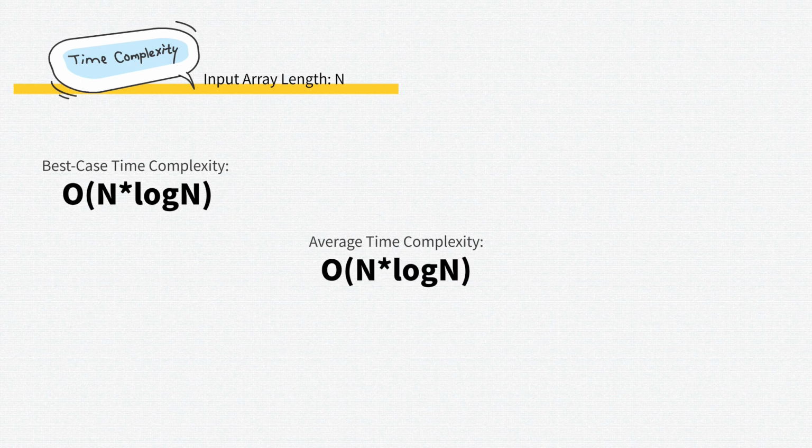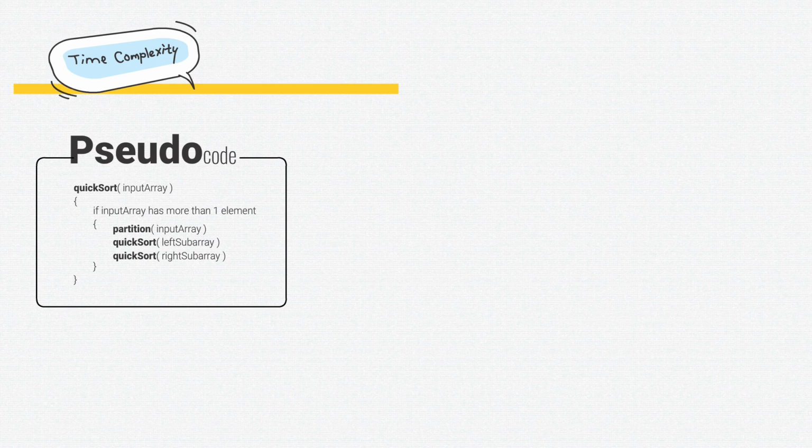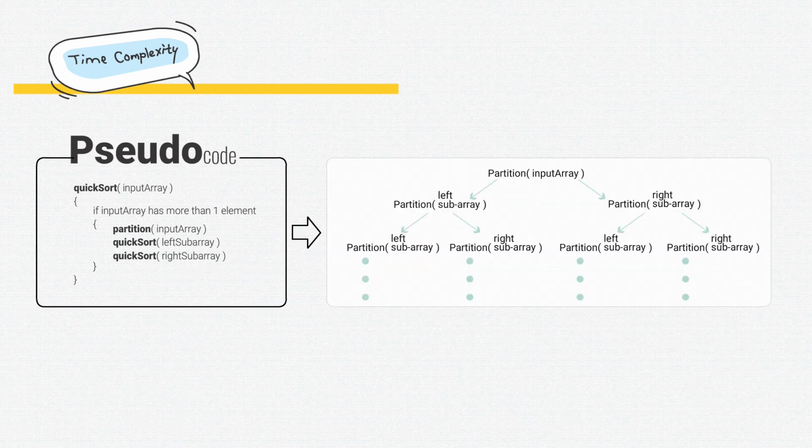Let's say the array length of the input array is n. Then what's the time complexity for quicksorting it? For a short answer, I listed the best case, average, and the worst case time complexity of Quicksort here, and we'll show you how to calculate them one by one. Let's recall our pseudocode. Based on this pseudocode, we can draw a tree like this.